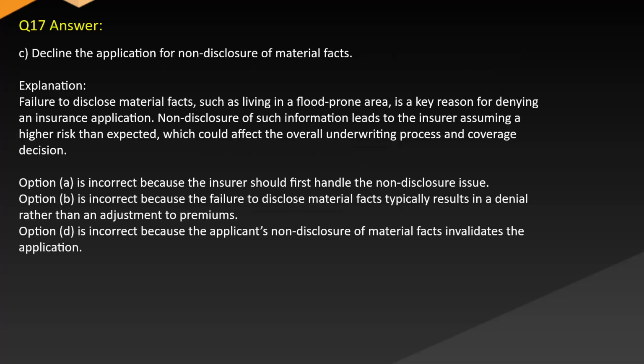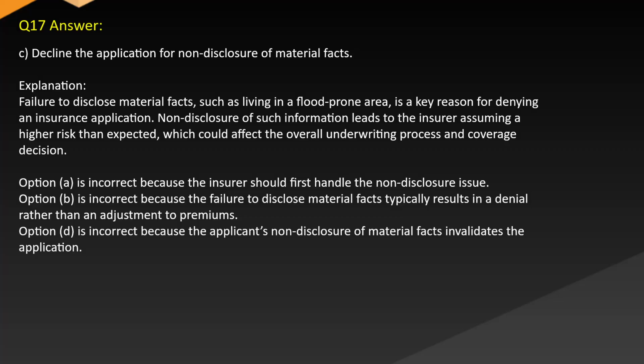Answer. C. Decline the application for non-disclosure of material facts. Explanation. Failure to disclose material facts, such as living in a flood-prone area, is a key reason for denying an insurance application. Non-disclosure of such information leads to the insurer assuming a higher risk than expected, which could affect the overall underwriting process and coverage decision.